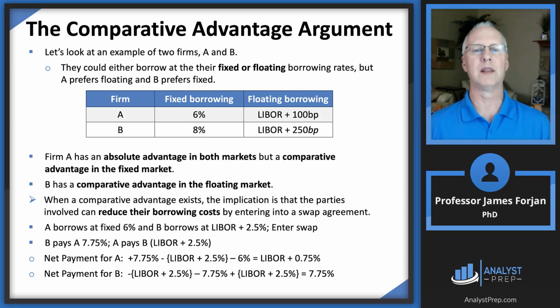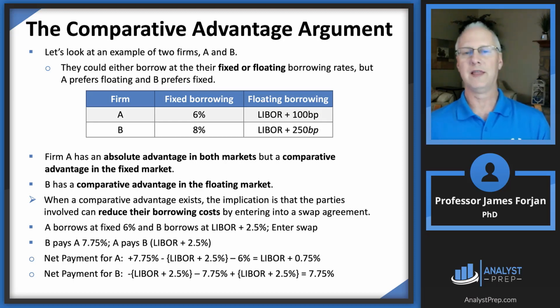But note, according to this table, that they are not exposed to the same types of borrowing rates. So if you look inside of the table, firm A can issue a fixed rate bond at 6% and a floating rate bond at LIBOR plus 100 basis points. Firm B, on the other hand, would have to pay a much higher fixed rate and a higher floating rate. All right, so clearly firm A has an absolute advantage in both markets. And upon first look, you might think to yourself that, oh, firm A holds all the cards, firm B is out of luck, right? Firm B, no matter what, is going to have to pay a higher interest rate.